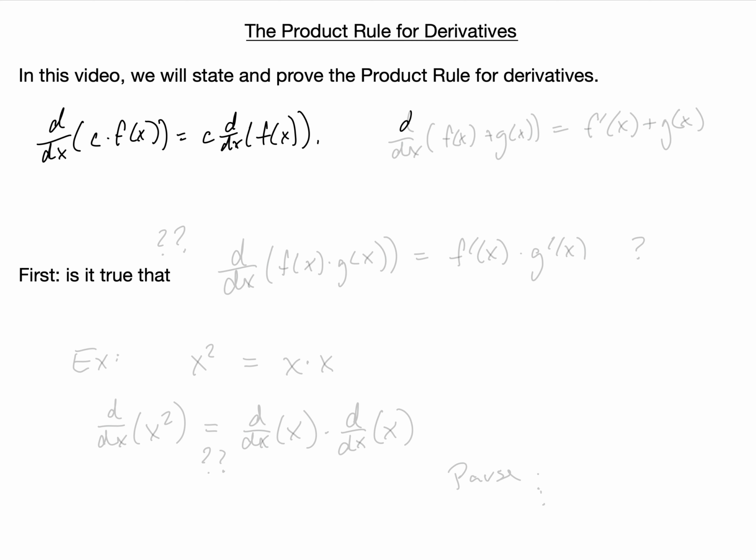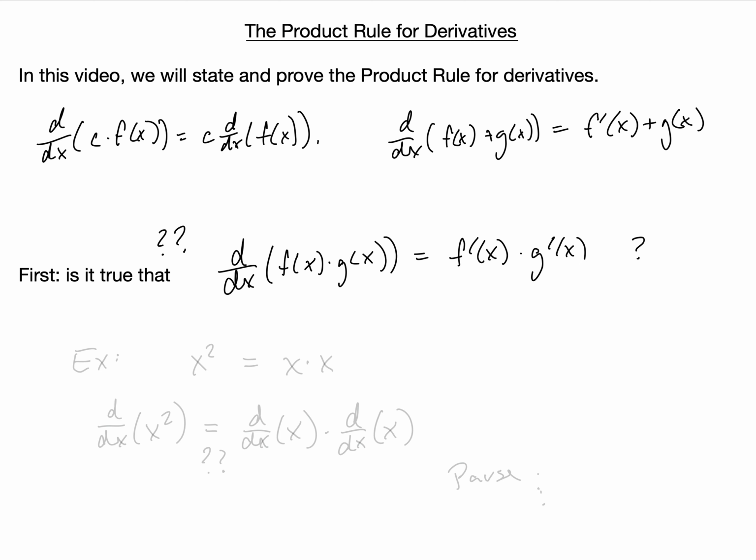We also know that the derivative with respect to x of f of x plus g of x is the same thing as taking those derivatives separately, f prime of x plus g prime of x, and that the same thing is true for subtraction. So our question is, is multiplication nice in the same way? In other words, is it true that the derivative with respect to x of f of x times g of x is always equal to the derivative of f of x times the derivative of g of x? So is that always true?